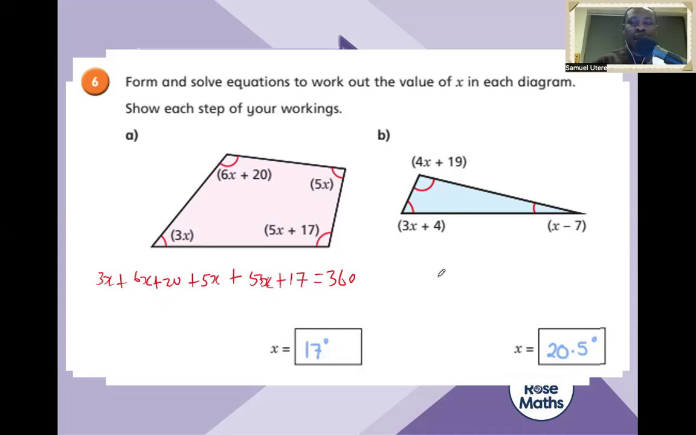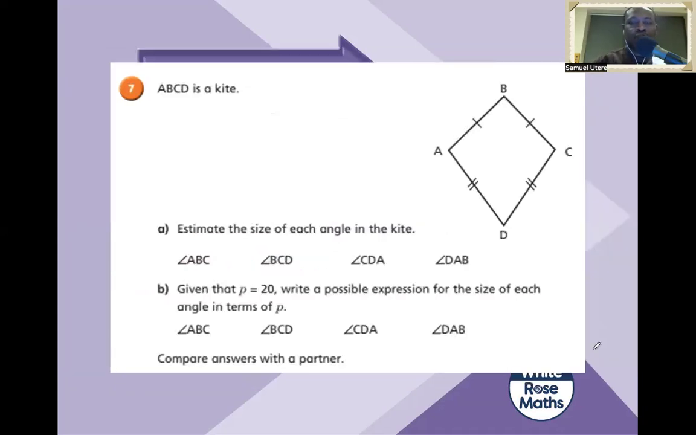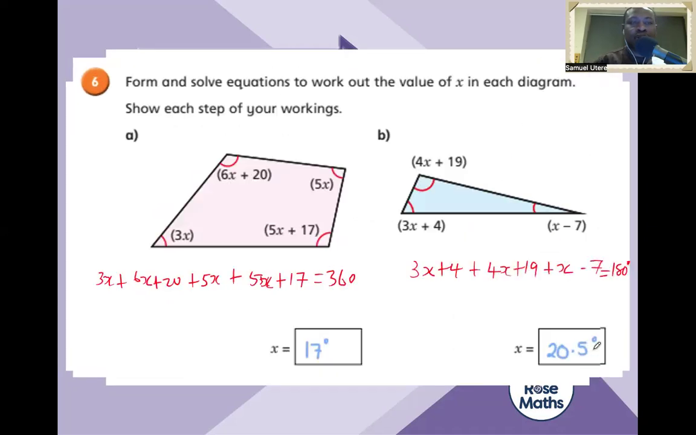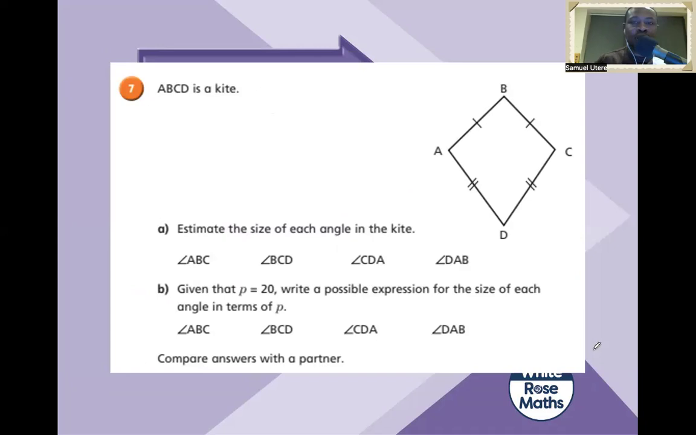Here, we know the angles will add up to 180 degrees, the sum of angles in a triangle. So we'll have 3x plus 4, add 4x plus 19, add x minus 7 equal to 180 degrees. When you collect like terms and solve, when you finish, your answer will be 20.5 degrees. And here is question 7. Pause the video and answer question 7 in 3 minutes.